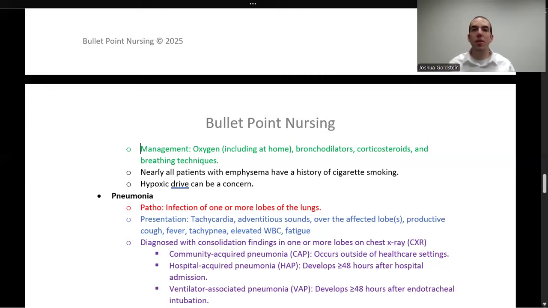Nearly all patients with emphysema do have a history of cigarette smoking, and this is where hypoxic drive could be a concern. Let me explain that. This patient has a problem getting rid of CO2. We learned about 20 minutes ago that in all healthy people, when we breathe, our breath is stimulated by an excess of CO2. These patients always have an excess of CO2, so the body eventually realizes this isn't working. We can't just be breathing all the time because we have a high CO2 level. So the body says, let's switch to hypoxic drive and just breathe when we have a low O2 level. So they can end up with hypoxic drive. And the concern there is if they're only stimulated to breathe when they have a low oxygen level, in theory, when the patient gets a very high oxygen level, they stop breathing.